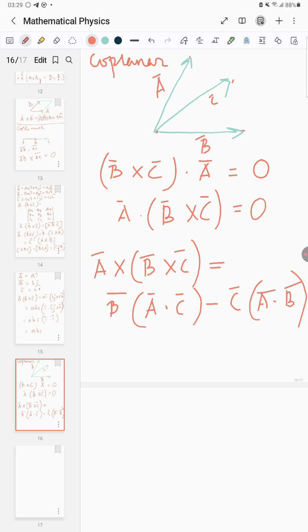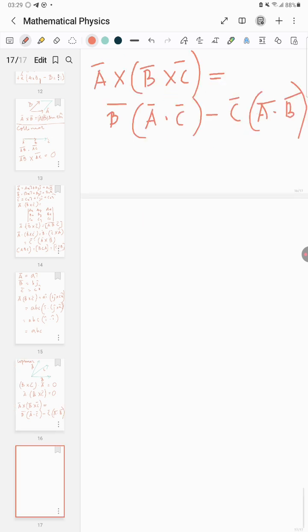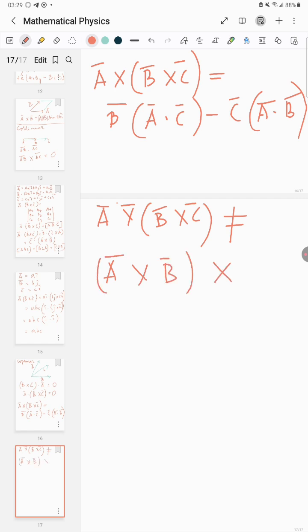And it also does not follow the associative or commutative law, that is, A cross (B cross C) will never be equal to (A cross B) cross C.